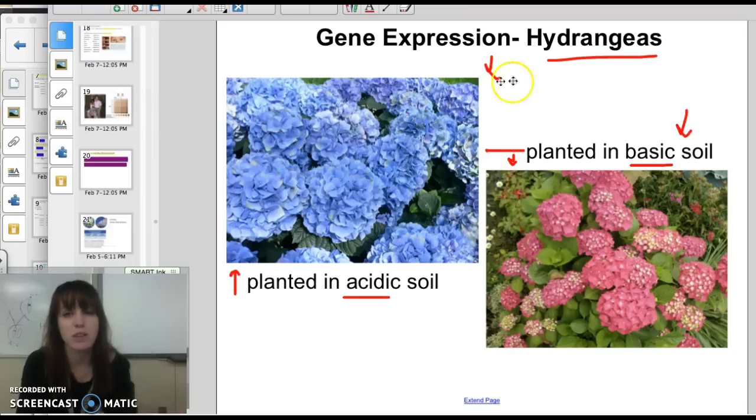Okay. Another really fun one is with hydrangeas. If you plant them in acidic soil, their genes turn the blue phenotype on, or if you put it in basic soil, you get the pink phenotype.